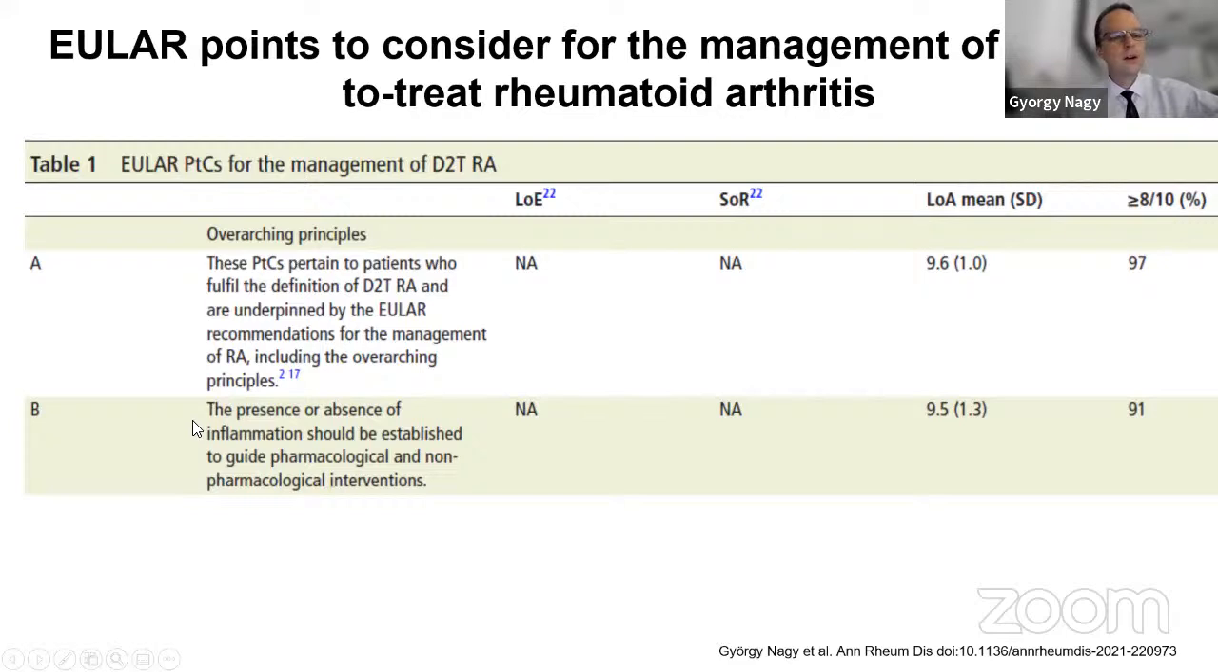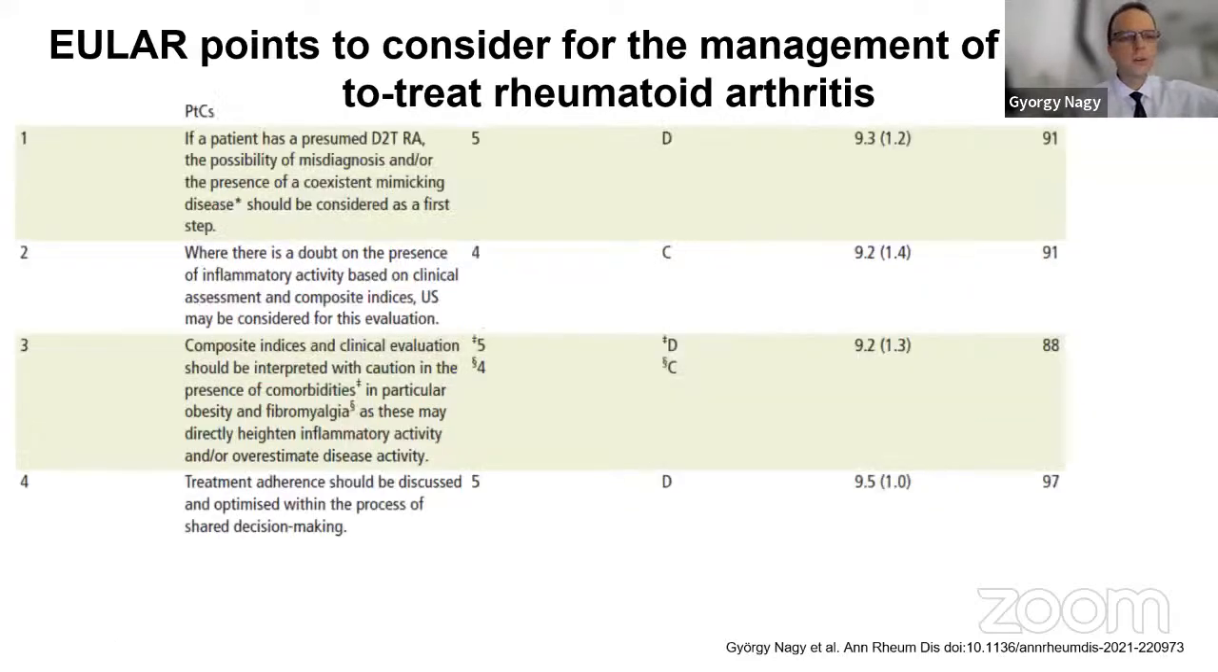The second overarching principle is, I think, obvious, and we should consider this always, that inflammation should be established to guide all kinds of treatment, including both pharmacological and non-pharmacological treatment. Let's see the specific points real quick. First of all, if a patient has assumed difficult to treat rheumatoid arthritis, then the possibility of misdiagnosis and/or the presence of coexistent mimicking conditions should be excluded as the first step.